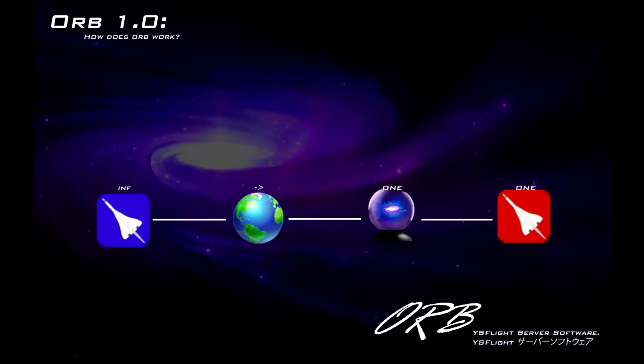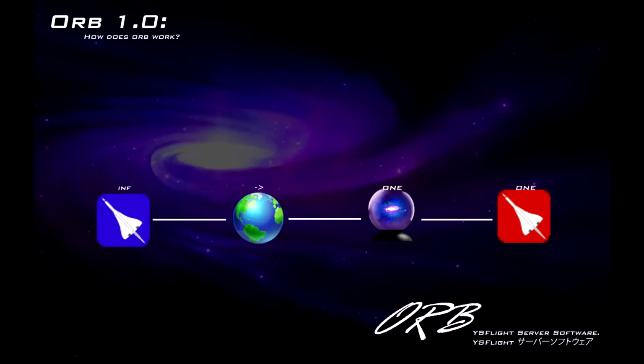You can think of Orb as sort of like a telephone exchange. Think of your client as a phone which is ringing a conference call, and the server is the conference call itself. It connects to the internet, and it goes to your telephone exchange, which is Orb.